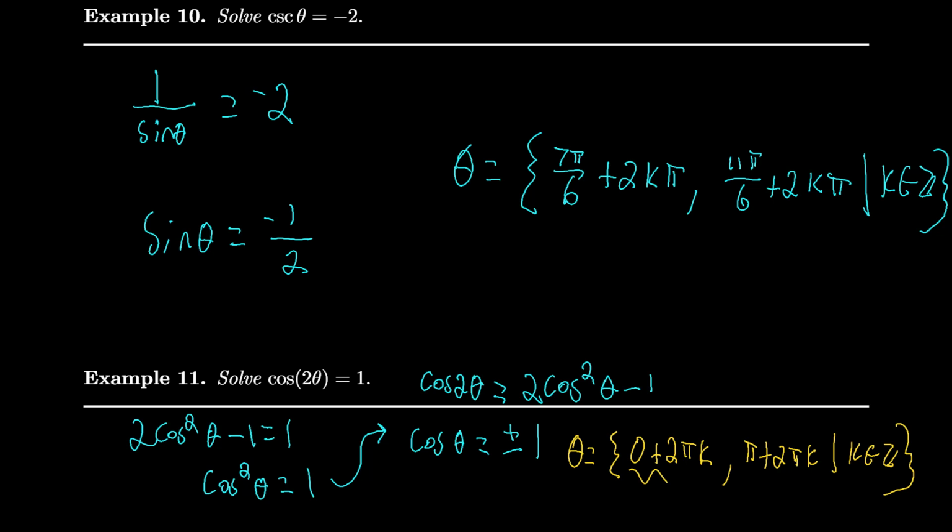If you wanted to write this right here as just 2 pi k, you could, but I think putting in the 0 makes it a little bit more obvious. Let's look at the next one.